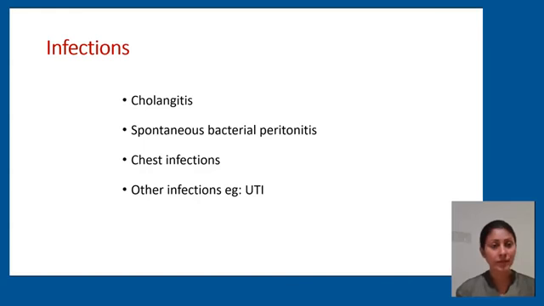The next complication I would like to discuss is infections. There are liver-specific infections like cholangitis or spontaneous bacterial peritonitis, and chest infections are quite commonly seen in children with liver disease. One of the reasons is they get shallow breaths because they have a full tummy due to hepatosplenomegaly, organomegaly and ascites, and they are anyway immunosuppressed. Their immunoglobulins are low and they get recurrent infections and nutrition is compromised. So they are vulnerable to various types of infections.